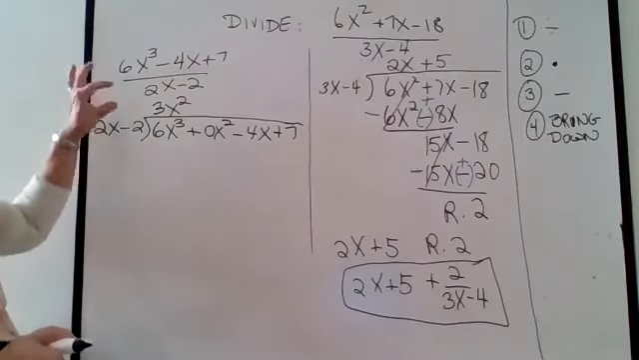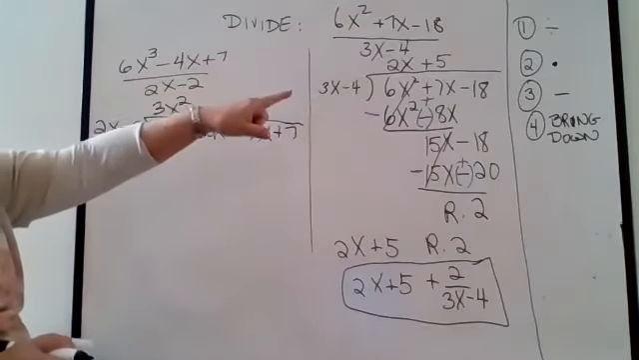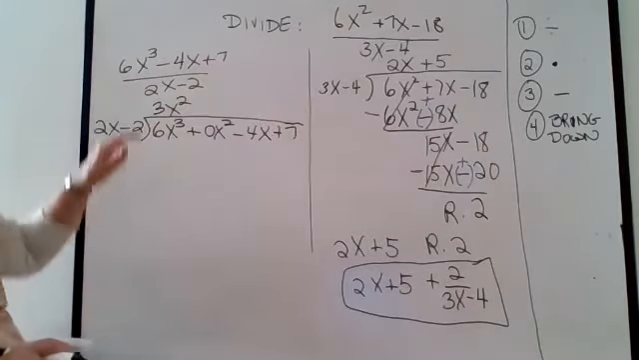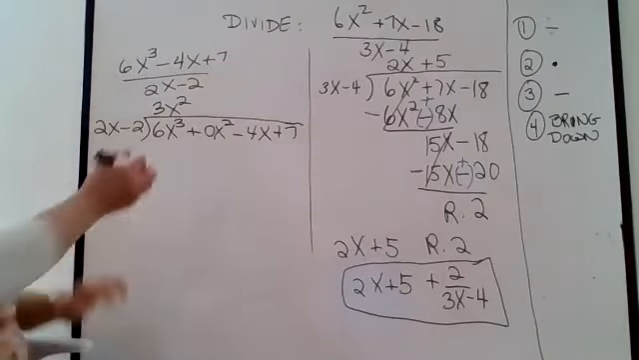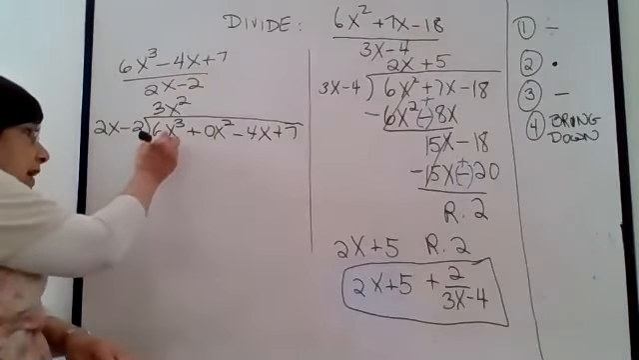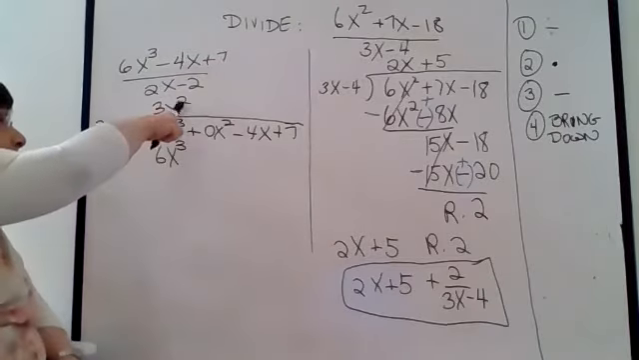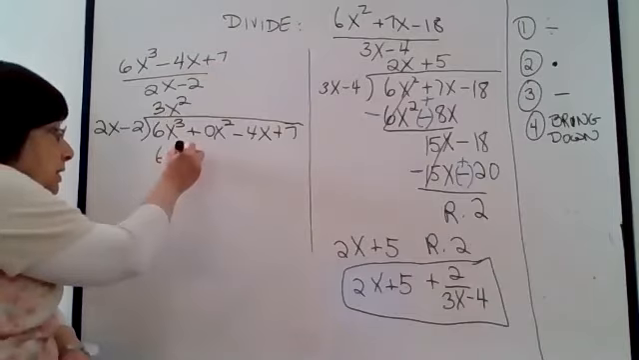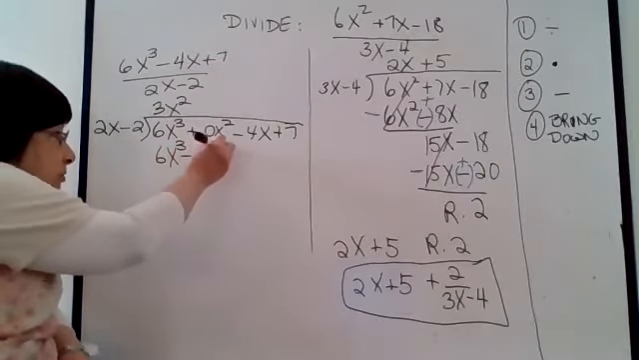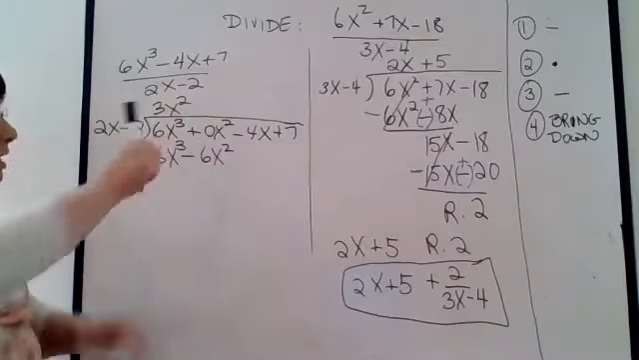I take that number that I just put on top and up to step 2, I multiply. So I multiply the 3x squared times the 2x. That gives me 6x to the third. And I multiply the 3x squared times the negative 2, which gives me negative 6x squared. That's why it was so important to have this space.